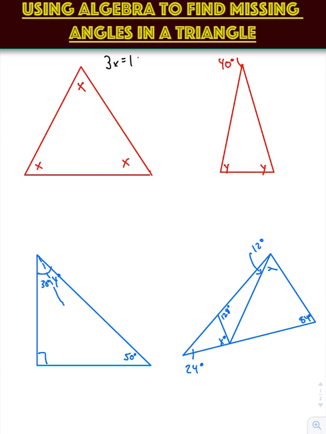We know that 3x equals 180. To solve for x, we just divide by 3. We know that each angle is 60 degrees. I want you to think through, now that you know that each angle is 60 degrees, what that means about the type of triangle that we have here.